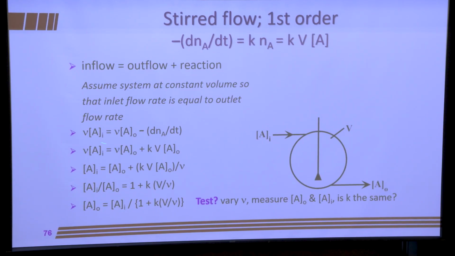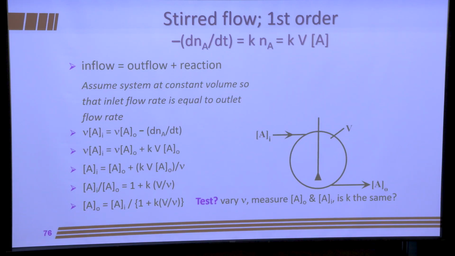I used to write it like this, and then go to the bottom, but I do this for my undergraduate students. For you guys, it's probably easy to get there, but I do it one step at a time for them. But you show then that the concentration of A at the outlet is equal to the concentration of A at the inlet divided by 1 plus k times V all over nu.